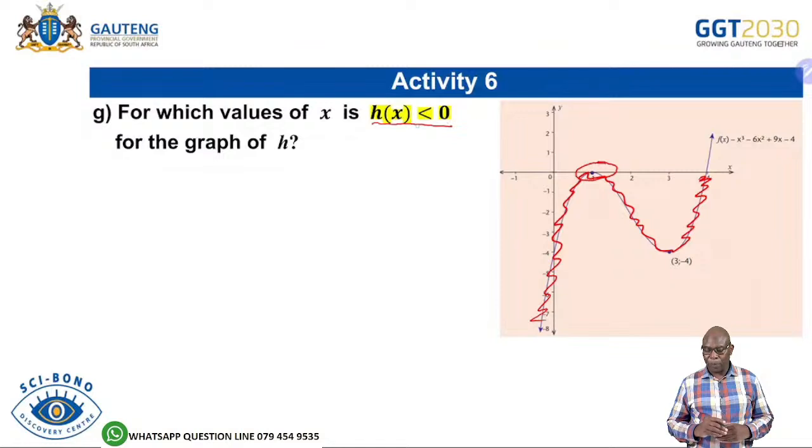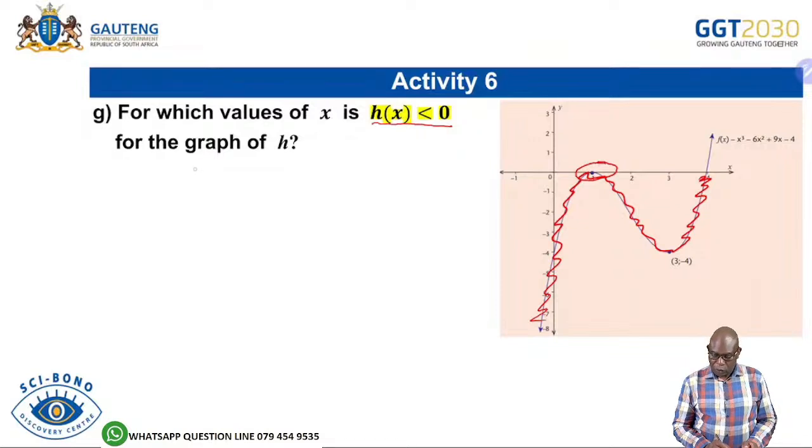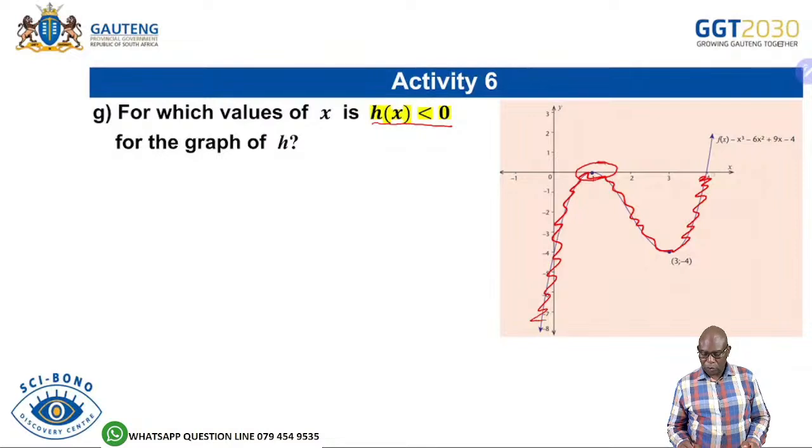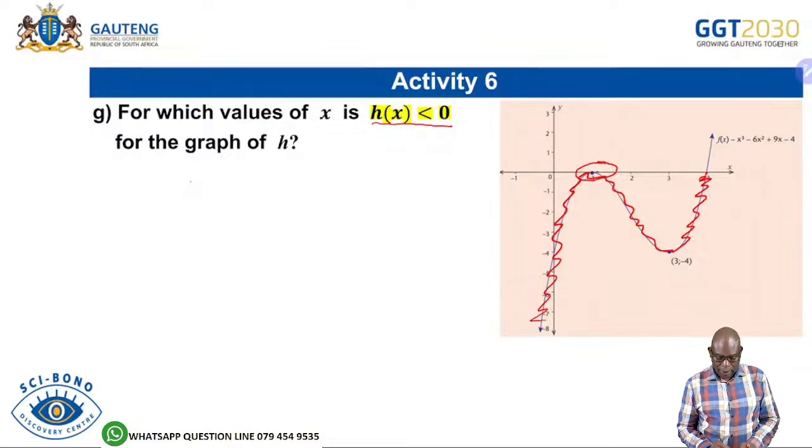So we're going to break this down into 2. Your answer first is going to be from 1 to 4, right? From 1 to 4, the graph is below the x-axis. So I'm going to say x will be less than 4 and x will be greater than 1. So I'm going to write it like this.